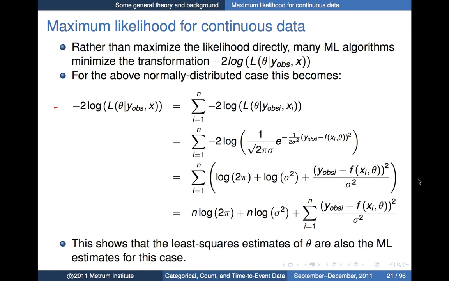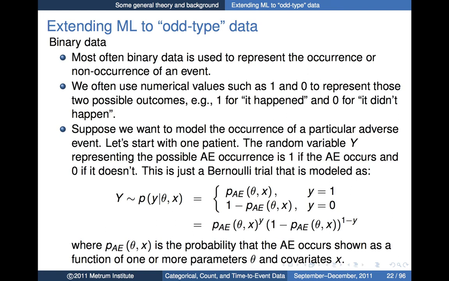Okay, so that's still somewhat perhaps in familiar territory, other than that you may or may not have looked at it in the past in quite such probabilistic terms. But now, how do we adapt the same concept to our so-called odd type data? And that's what I want to talk about next. In particular, we'll talk about binary data.